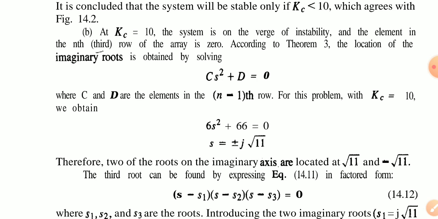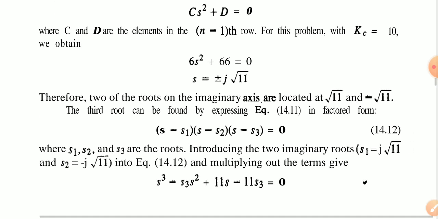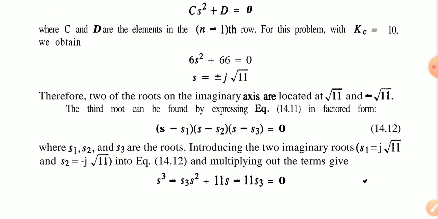This equation is C s square plus D is equal to 0, where C and D are the elements in the (n minus 1)th row. For this problem with Kc equal to 10, we obtain 6 s square plus 66 is equal to 0, and s is equal to plus or minus j root 11.